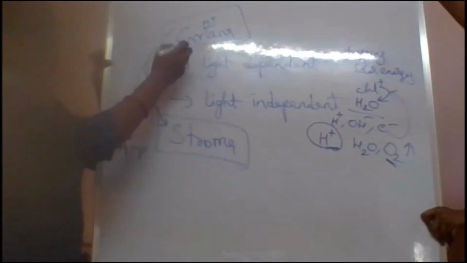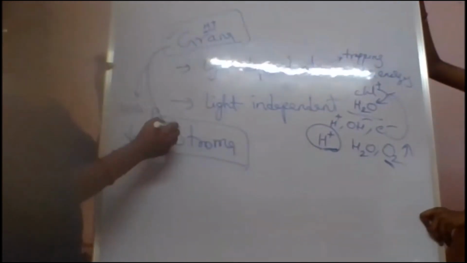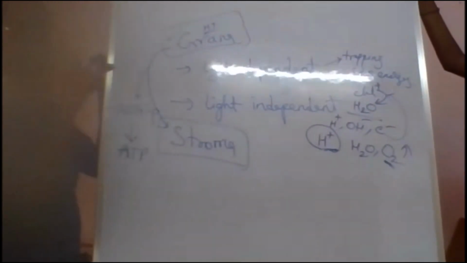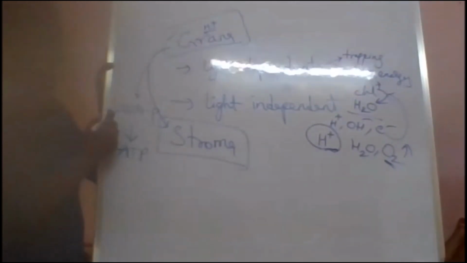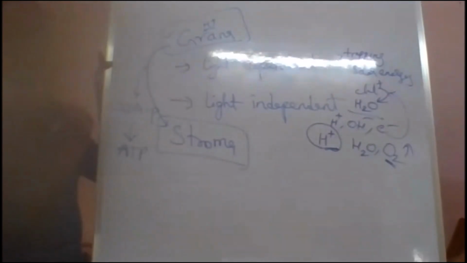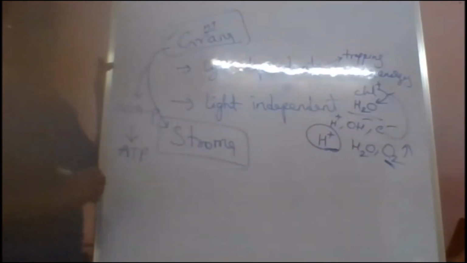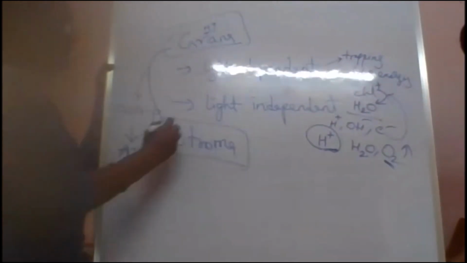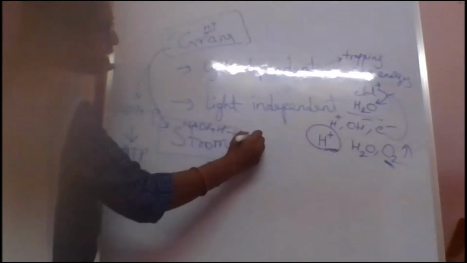Whatever H plus ions are present in the grana will move from grana to stroma. As the charged particles move from one place to another, energy is released, and that energy is trapped by ADP and inorganic phosphate to form ATP. After reaching the stroma, these H plus ions will react with NADP. That is, NADP will accept H plus to form NADPH.